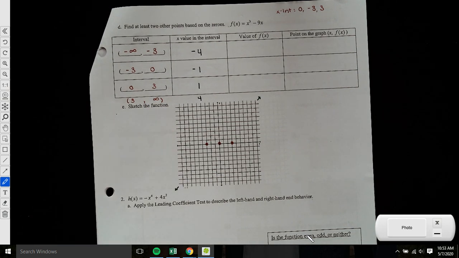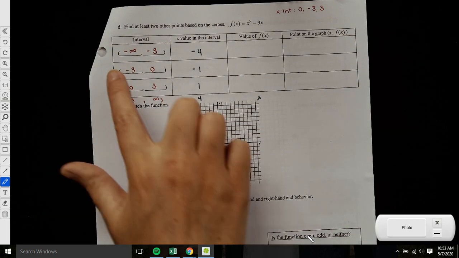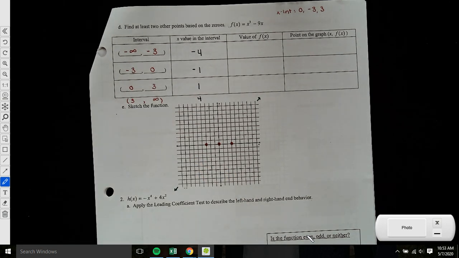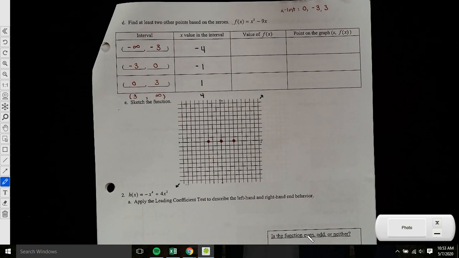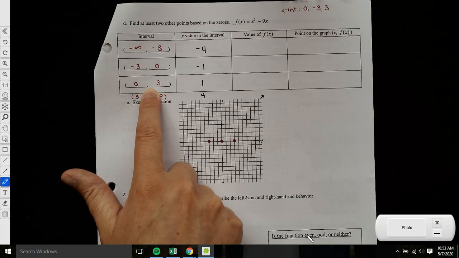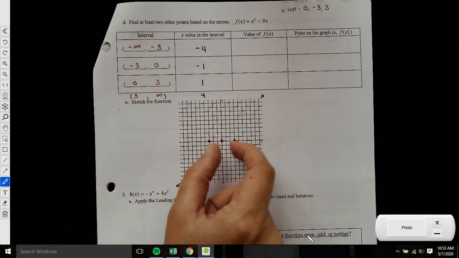Again, you can pick -1, -2 between these two. You could pick a fraction if you really wanted to. It doesn't really matter as long as you're picking something within the interval, and your intervals are always defined by the spaces between your x-intercepts.